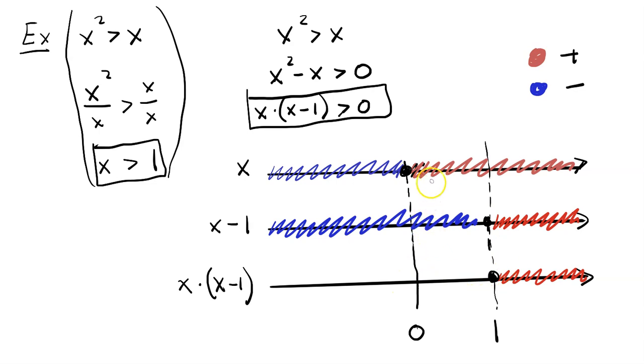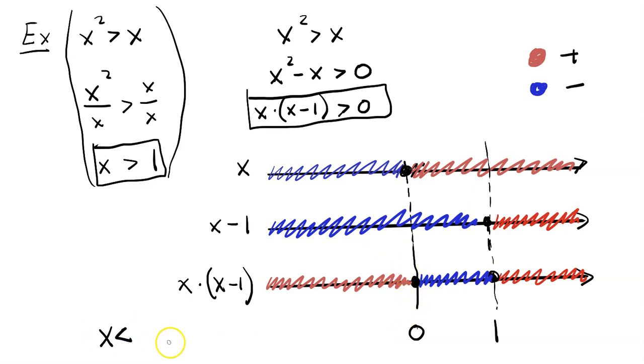Between 0 and 1, one of them is plus and another minus. Then we have minus times plus, then it's minus. Here one of them is 0, this one. So here it's 0. And to the left of 0, both of them are negative, so their product is positive. So doing it this way, we can now read off the solution. When is this larger than 0? That's what we're trying to find out. It happens here and here, that we can see.